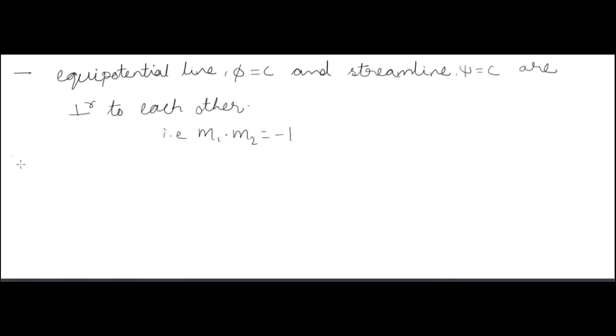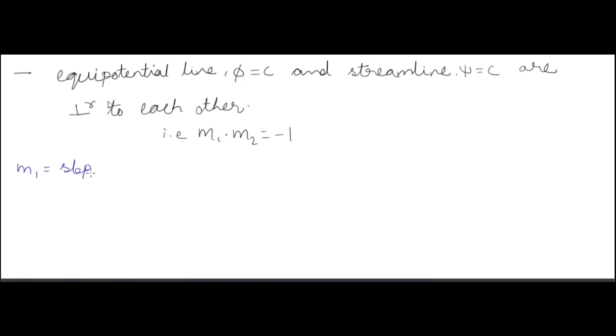Okay, so equipotential lines means the velocity potential function is equal to a constant, and a streamline means the streamline function is equal to a constant. So these equipotential lines and streamlines are perpendicular to each other, meaning the product of their slopes is equal to -1. This is from the line equation that you know: the product of the slopes of two perpendicular lines is equal to -1.